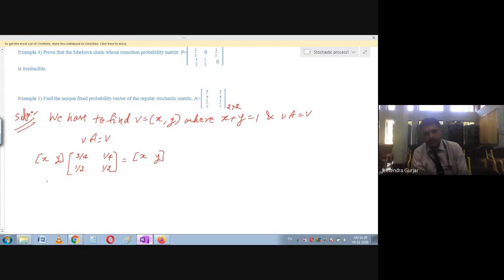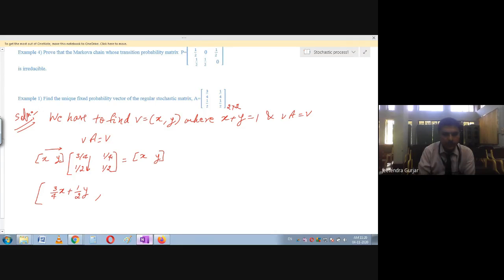Matrix multiplication, matrix addition, subtraction, right? So we'll just multiply this matrix. First I'm going to take first row, first column, and multiply. So x is multiplied by 3 upon 4, so this will be 3 upon 4x, plus, in matrix multiplication, the corresponding value: y is multiplied by 1 upon 2, so this is 1 upon 2 y. So this is our first row, first column value.